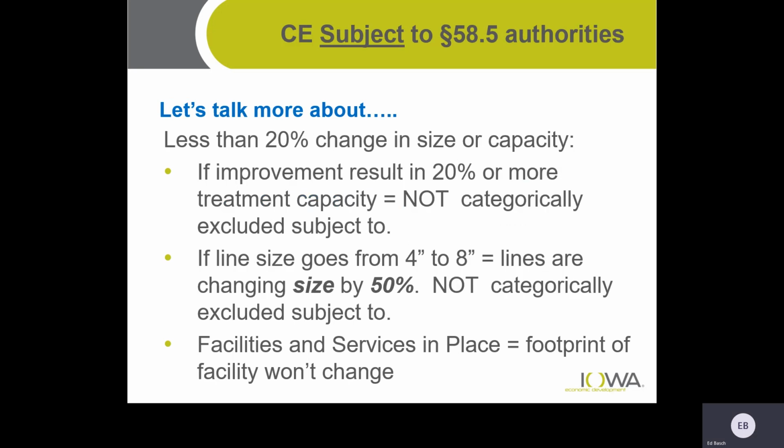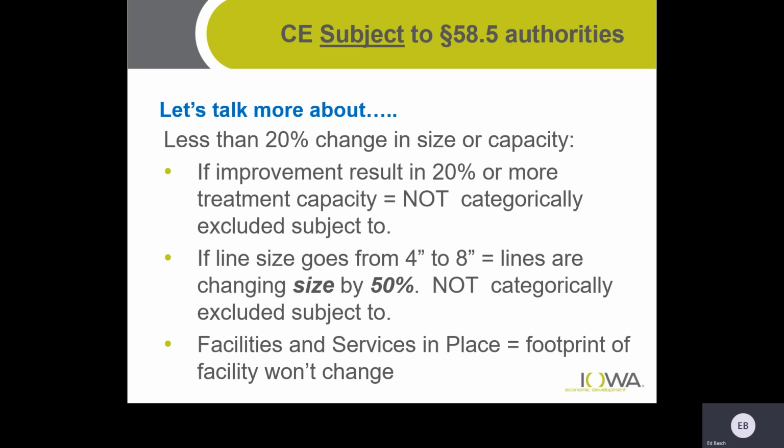So again, it has to be less than 20% change in size of capacity to fall into this level of review. If it's more than that, it's not categorically excluded subject to, it becomes an EA, an environmental assessment. If line size goes from 4 to 8 inches, that's considered 50% change. Okay. Facilities and services in place, we mean the footprint of the facility won't change.